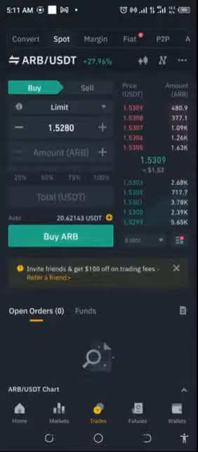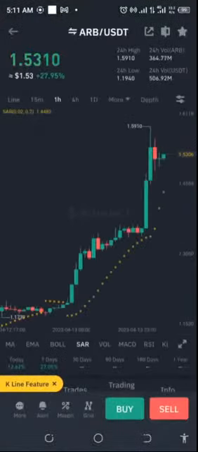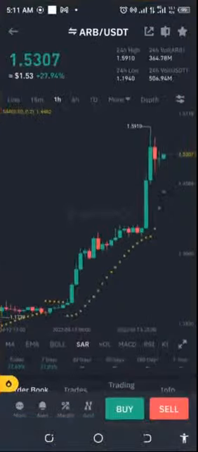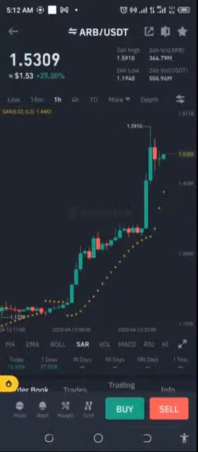Let's look at the 24-hour high. The 24-hour high is $1.59. The 24-hour low has shifted upwards too, to $1.19. Just pick a very good middle space, not the extremes, and then make sure that you work with your target.